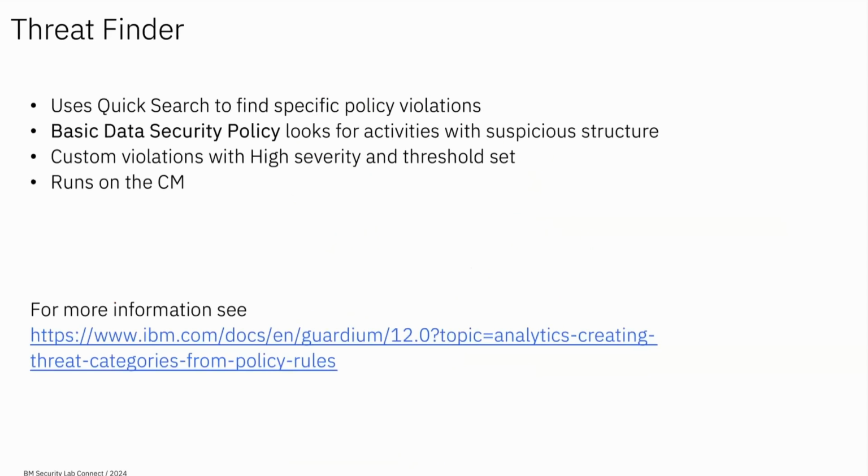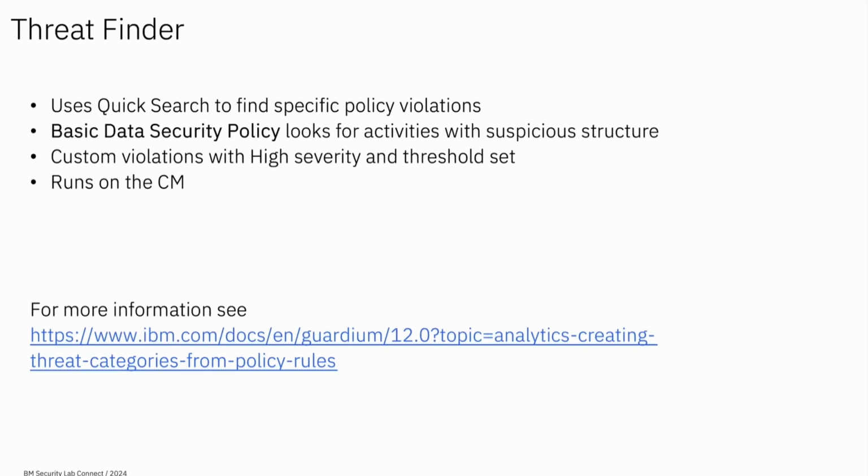Now, Threat Finder is another mechanism of active threat analytics. This is based on policy violations. It is the only mechanism used by advanced threat analytics that requires quick search to be enabled. Threat Finder runs on the central manager and it uses quick search to capture the violations from all the managed units. The out-of-the-box policy template, Basic Data Security Policy, includes 5 policy rules that capture activities with syntax used in a known attack. This is a predefined policy, which I'll show you during our demo.